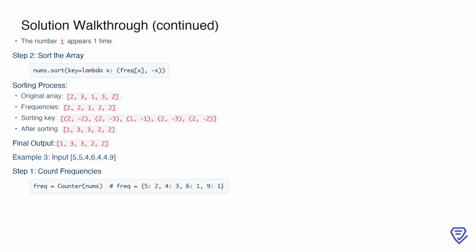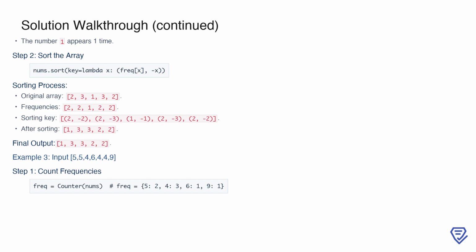For the original array, 2, 3, 1, 3, 2, the frequencies correspond to 2, 2, 1, 2, 2, and the sorting keys become (2, -2), (2, -3), (1, -1), (2, -3), (2, -2). When sorted based on these keys, the array transforms into 1, 3, 3, 2, 2. This result satisfies the problem's requirements, as 1 appears first due to its lower frequency, and 3 comes before 2 because they share the same frequency but 3 is larger. The final output for this example is 1, 3, 3, 2, 2.